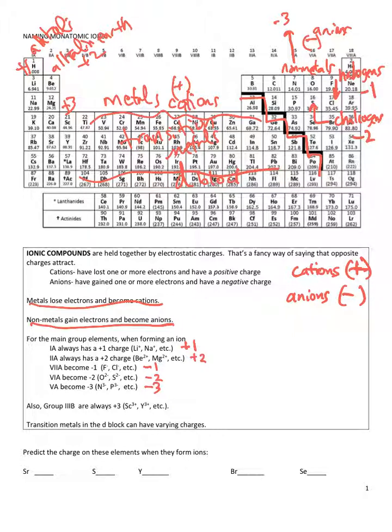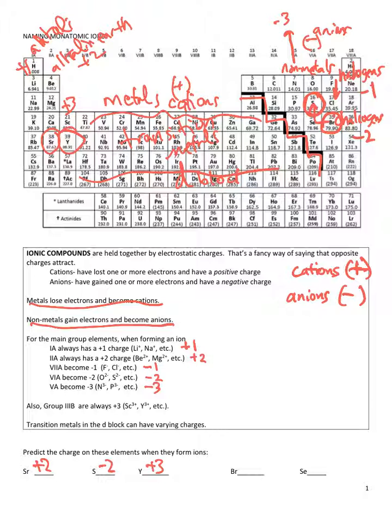So let's predict the charge on these elements when they form ions. Where is strontium? It's element number 38. It's an alkaline earth metal in group 2A. It's going to get a +2 charge. Sulfur, element number 16, is a chalcogen. It's a nonmetal. It always gets a -2 charge. Yttrium, element 39, is in group 3B. It's a metal, loses 3 electrons, so it always gets a +3 charge.